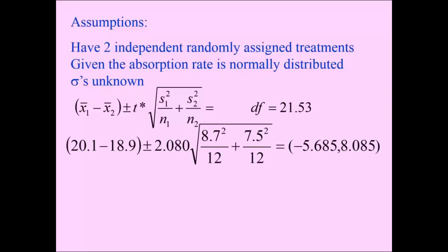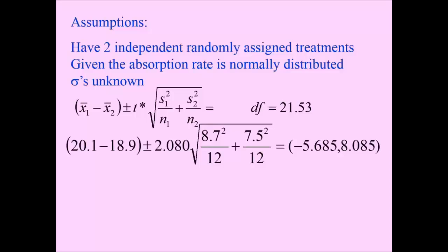So we have the mean of the first one being 20.1, the mean of brand B at 18.9. Then we have to calculate degrees of freedom for the sample size that they gave us, which is where they get the 2.08, and I'll come back and show how we got this. And then that's the same formula for standard error with 8.7 squared over 12 and 7.5 squared over 12. And then they worked out and got those lovely numbers.